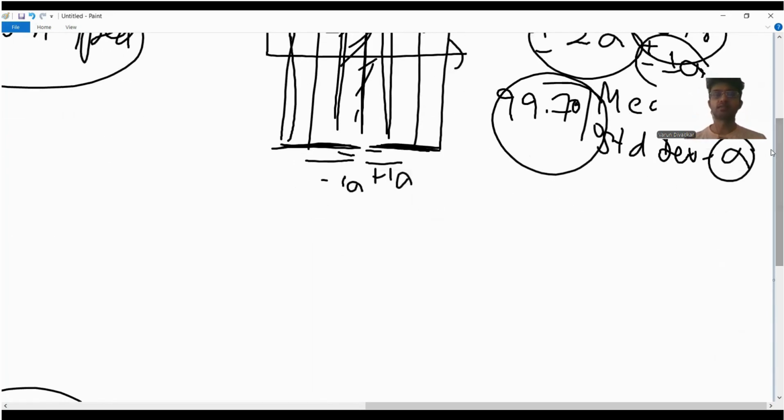Now using Z scores, you can convert this normal distribution to a standard normal distribution. How do you do that? We would see that in the next video.